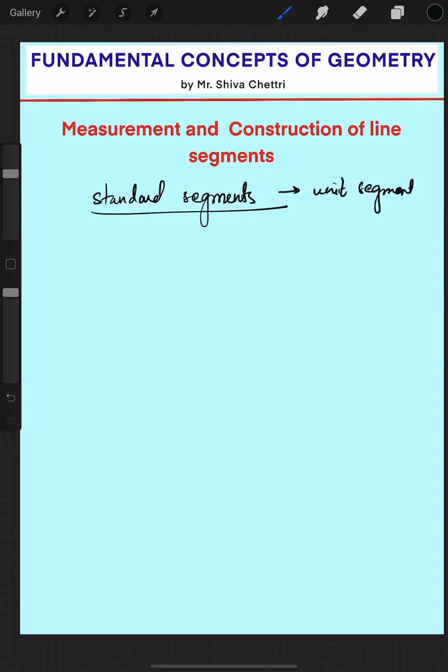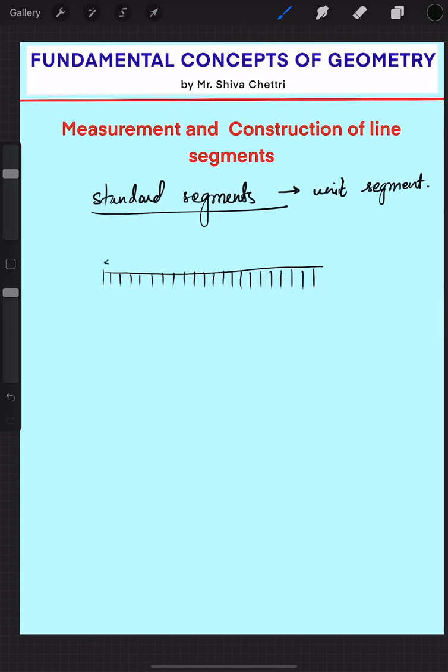Why unit segment? Because every segment is a unit. Okay, small units. The number of times a unit segment is contained in the given line segment is called its measure or length. Suppose on a scale, if you use a ruler, or if you say scale, but the proper term is ruler. If you see that there are many segments on it, like this, we have many segments in a ruler. The number of times a unit segment is contained.